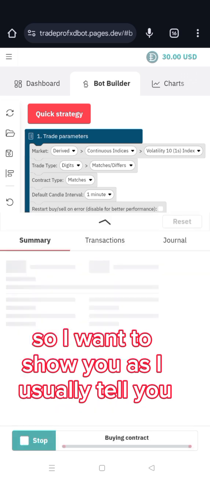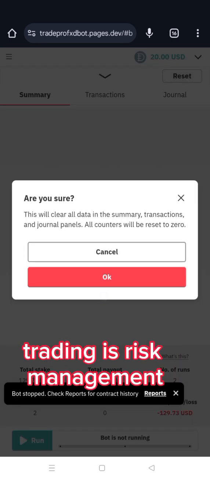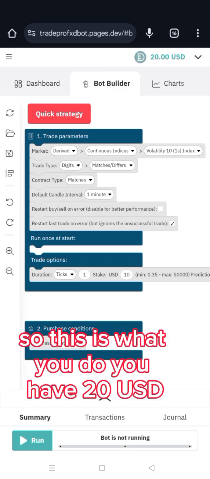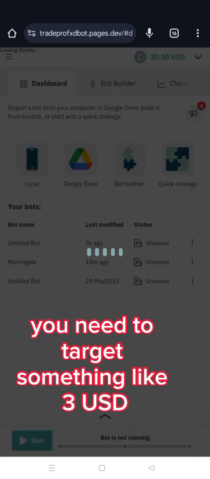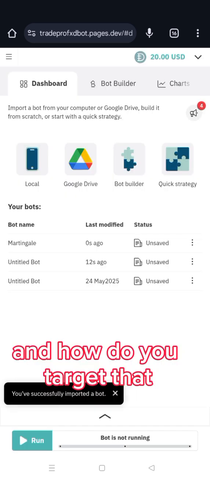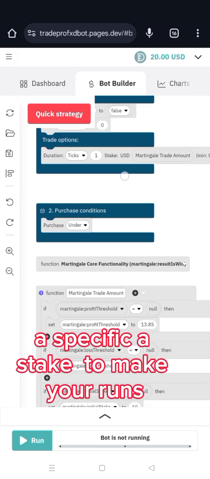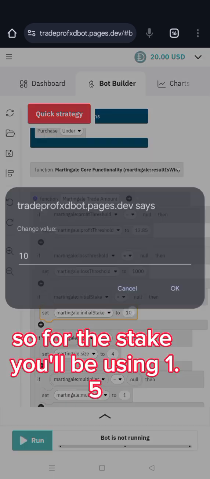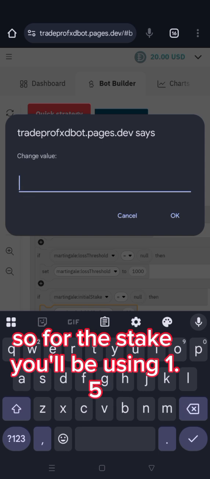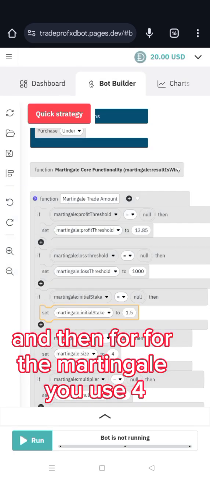So I want to show you, as I usually tell you, the best thing in Deriv trading is risk management. So this is what you do. You have 20 USD. You need to target something like 3 USD. And how do you target that? You will be using a specific stake to make your runs. So for the stake, you'll be using 1.5, and then for the martingale you use 4.